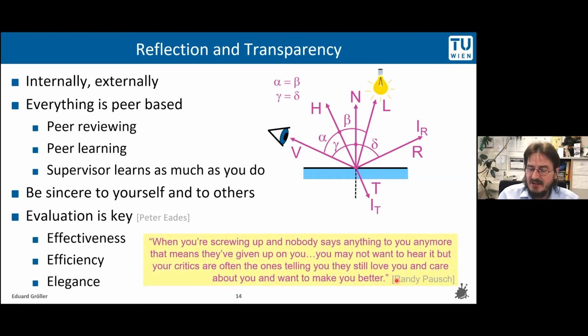And here it's a long quote by Randy Pausch, and unfortunately, this person passed away a couple of years ago, early in his career. That's really unfortunate. But he's talking about criticizing other people. And even if it's a very long one, I want to read it. When you are screwing up and nobody says anything to you anymore, that means they've given up on you. You may not want to hear it, but your critiques are often the ones telling you they still love you and care about you and want to make you better. I'm only criticizing people I really care about.